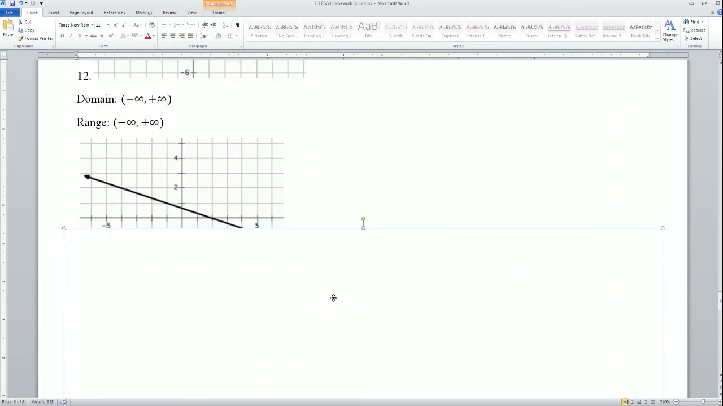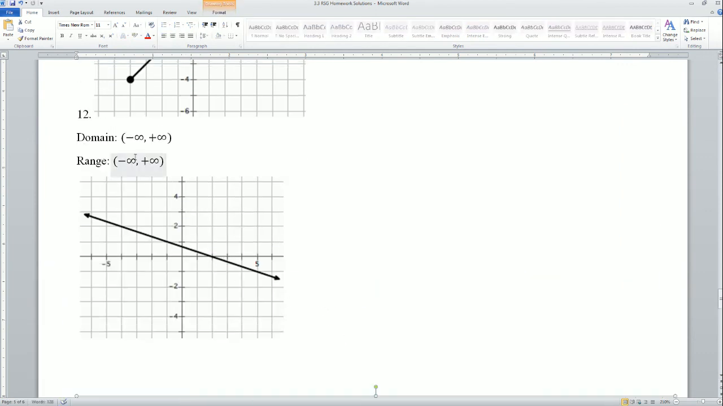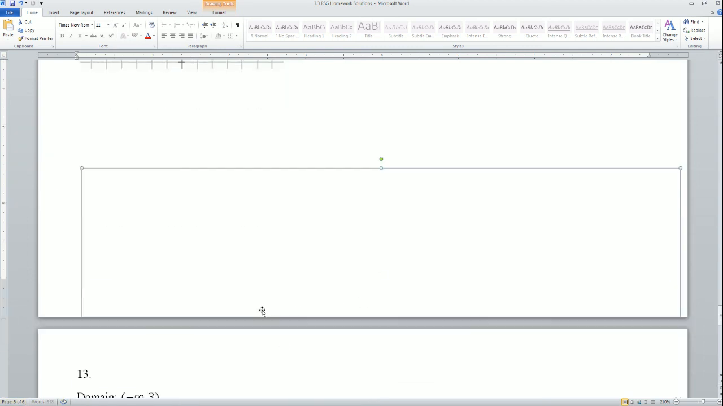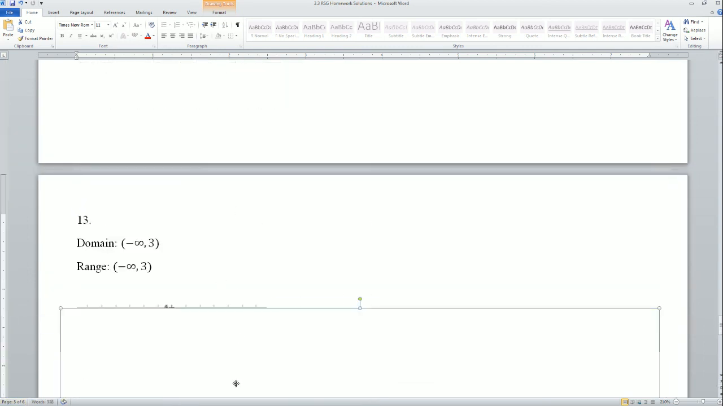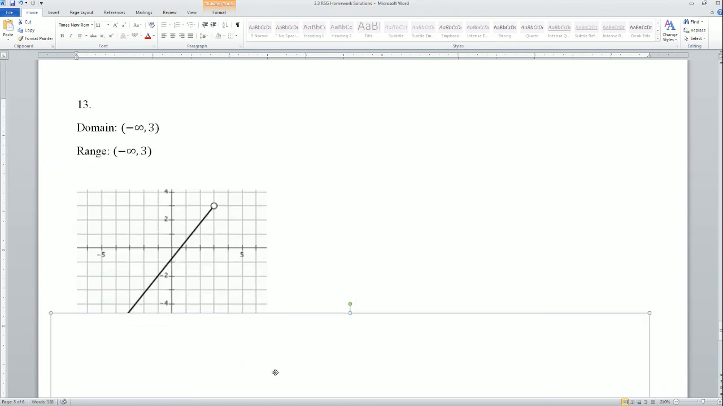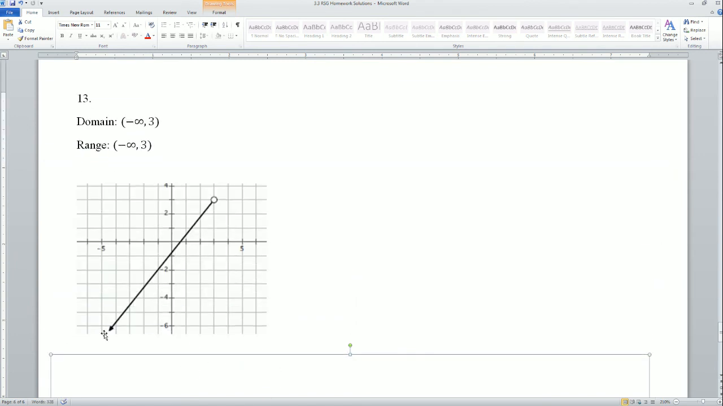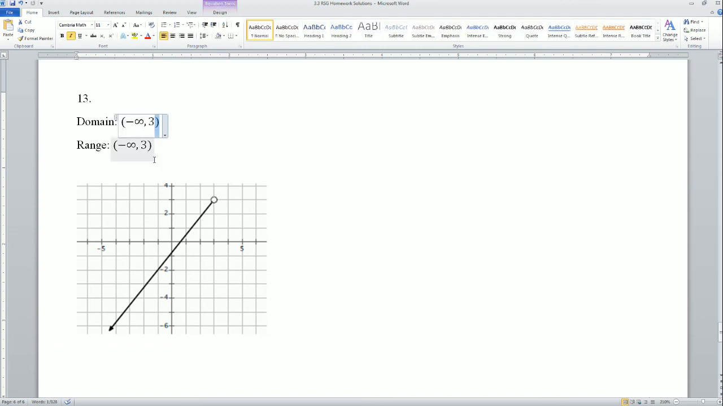Alright, here's the next one. I would say the domain here is negative infinity to positive infinity. The range is the same thing. Right, that's a straight line. Okay, linear line. Next, the domain here starts at negative infinity, goes up, and almost hits 3. It's open at 3. That's why it's open here at 3. It does not include 3.